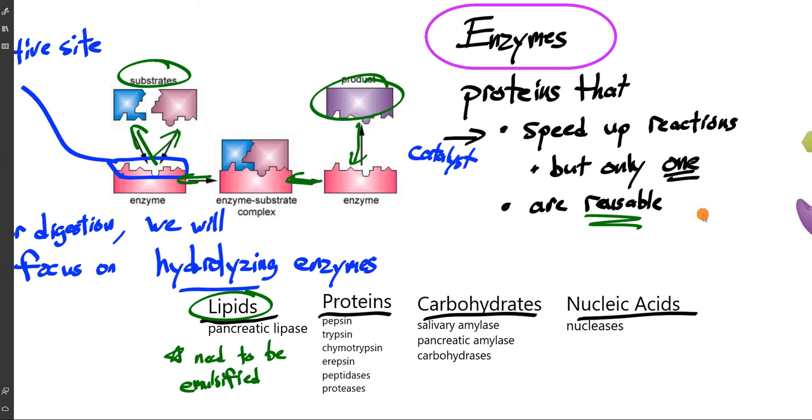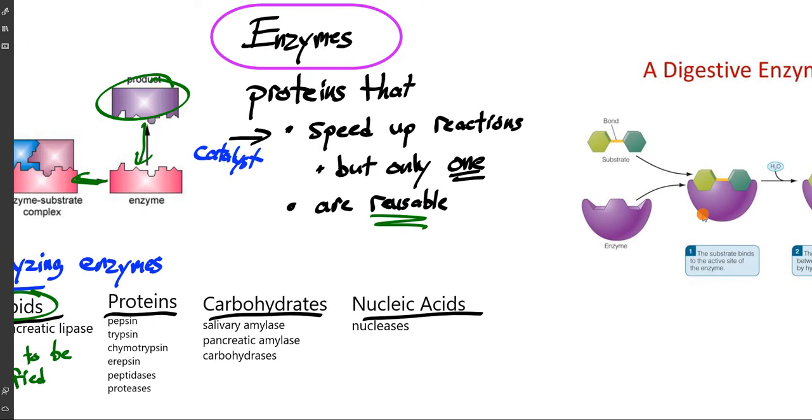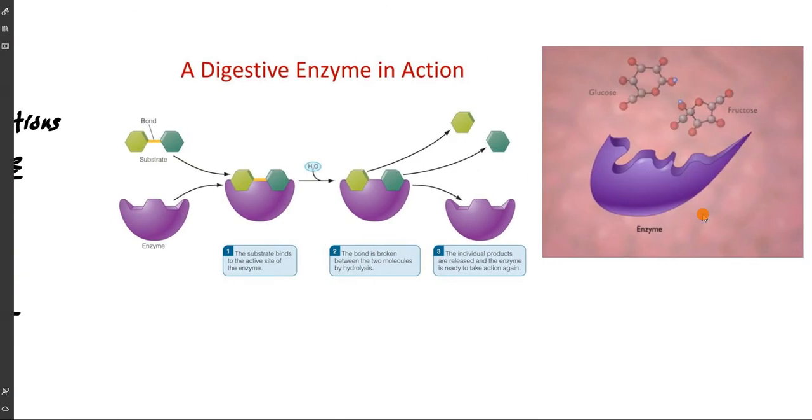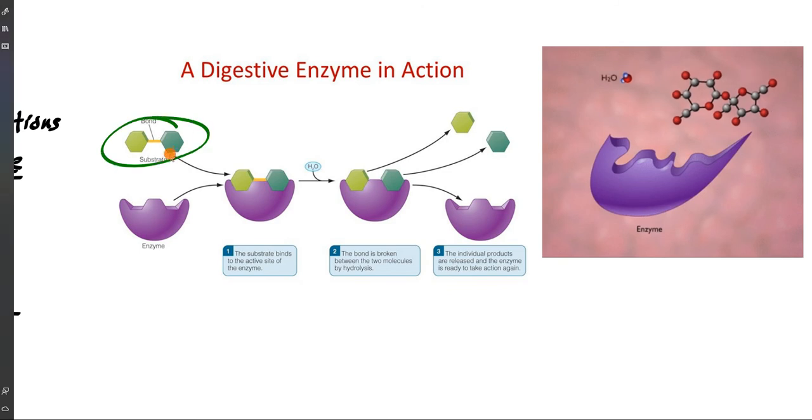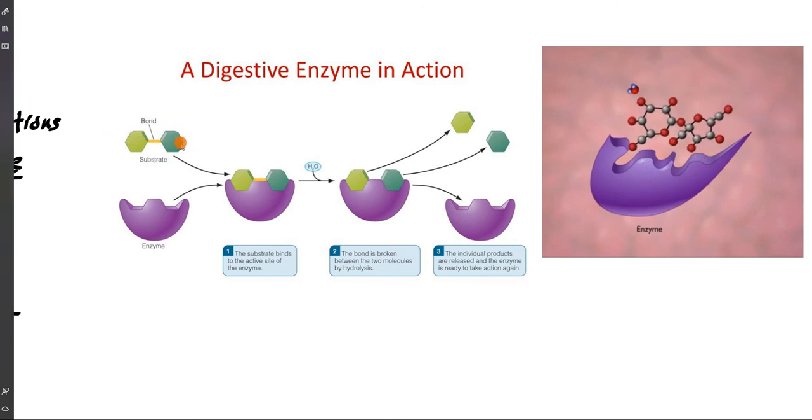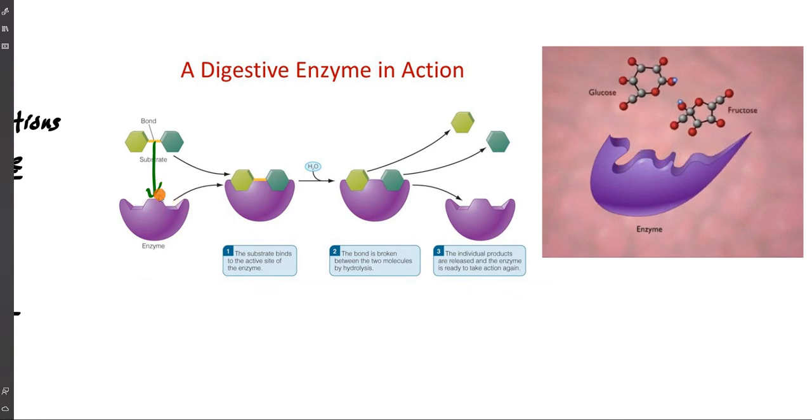Enzymes can be worn out. Enzymes can also be denatured, which I'll talk about in a minute. So for digestive enzymes, we'll start with something big. It doesn't have to have two pieces. It might have 200 pieces, but two pieces that will stick into the enzyme. They'll fit in there perfectly.